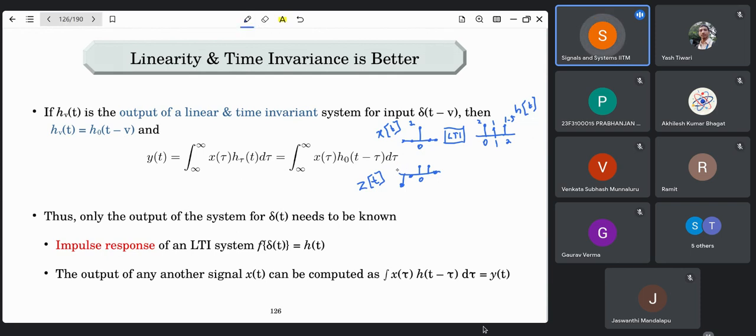So at -2, let us say it has value 1, and at -1 it is 0, and at 0 it has 1, and at 1 it has, let us say, 1 again, and 0 everywhere else. So this is my Z of T. Now this Z of T, I can write it like X of T.